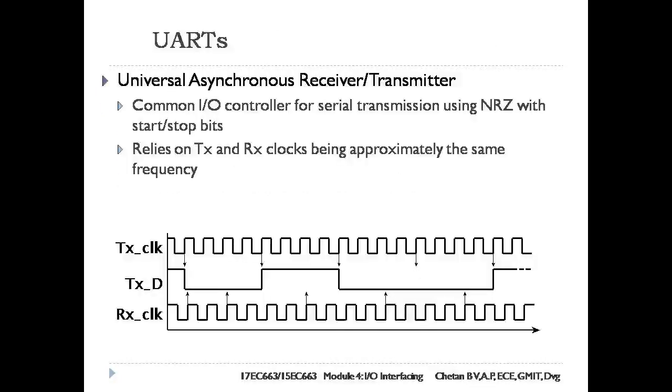UART. UART stands for Universal Asynchronous Receiver Transmitter. Here, a common I/O controller for serial transmission using NRZ with the start-stop bits relies on transmitter and receiver clocks being approximately the same frequency. The transmitter and receiver typically have independent clocks, each several times faster than the serial bit rate. The sender uses its clock to transmit the data, and the receiver uses its clock to determine when to sample the data, synchronized by occurrence of the start bit.